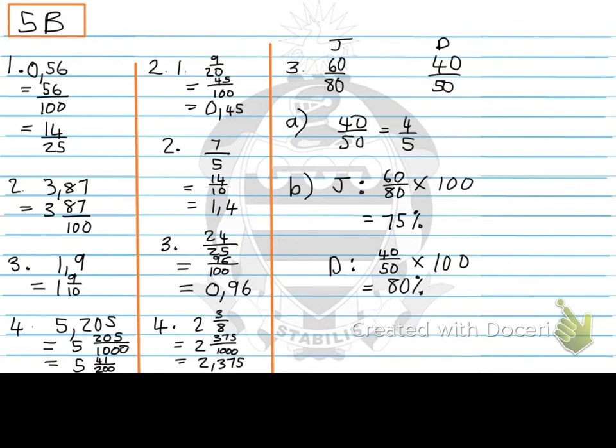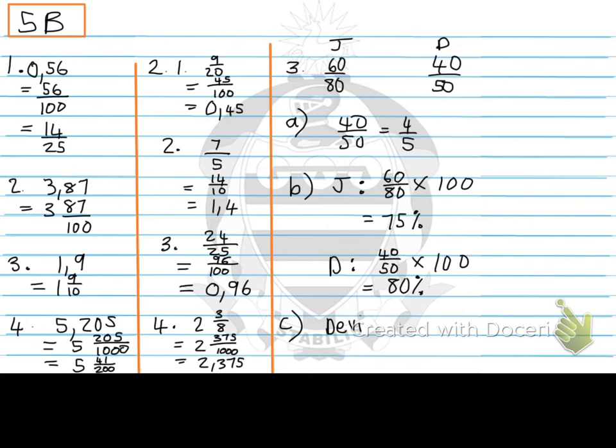Then number C. Who performed better, Jane or Debbie? Debbie. Debbie performed better because she got 80% and Jane only got 75. Yes. You said 60 divided by 80 times 100, and then you got 75. That's fine. Are you asking another question? Is that okay?